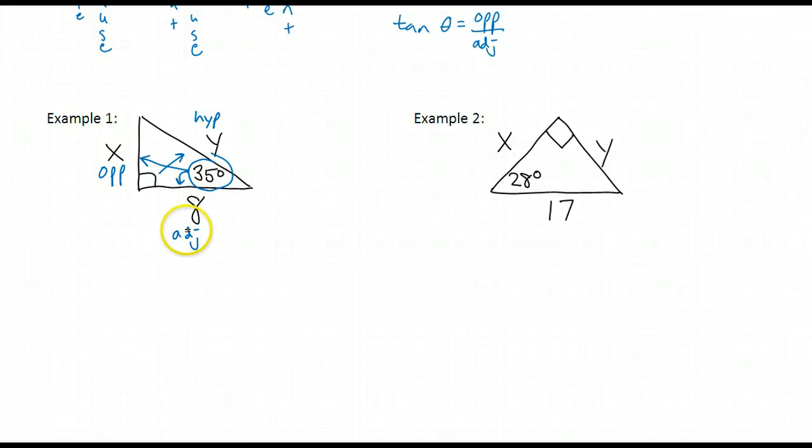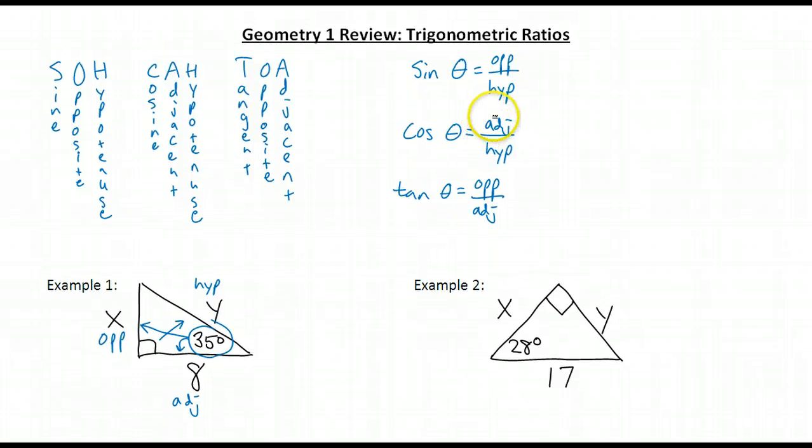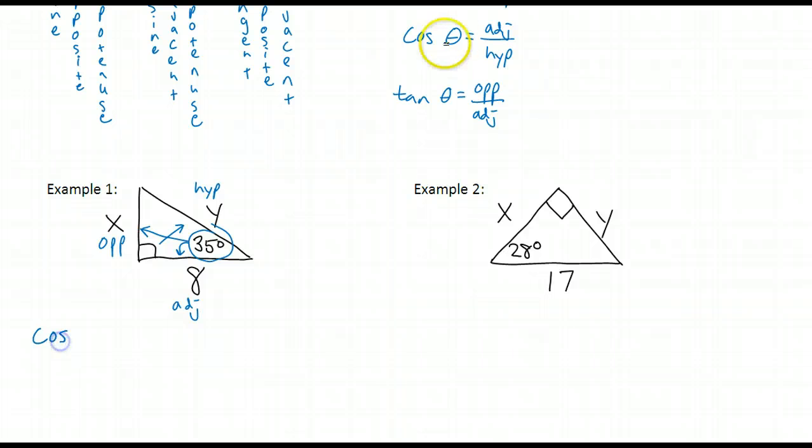So I'm going to look back at my trig ratios and identify the trig ratios that use the adjacent side. I know the adjacent side, so I want to pick cosine and tangent, because both of those ratios involve the adjacent side. So I'm going to start with cosine. Cosine of my angle, in this case 35 degrees, equals the adjacent side, 8, over the hypotenuse, y.